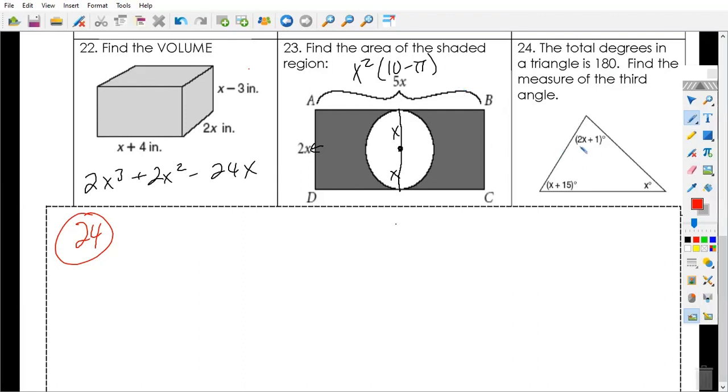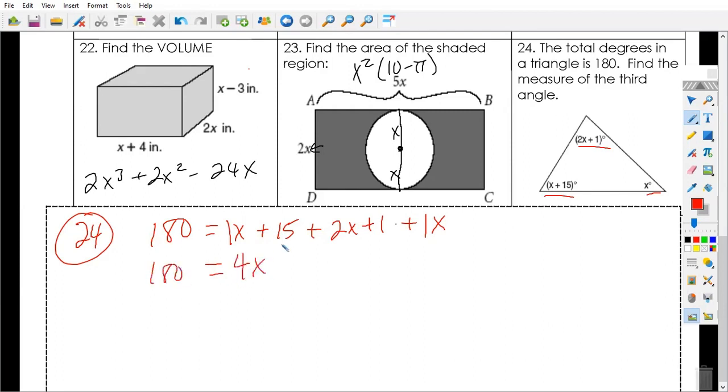So they gave me boom, boom, boom. Did they give me three angles? Yes. So I know that 180 equals x plus 15 plus 2x plus 1 plus x. Can I solve for x? Yes. What is step one to solve for x? Combine my like terms. So we have 1x, 2x, and 1x. What does that make? 4x. Then we have 15 and 1. And what does that make? 16.